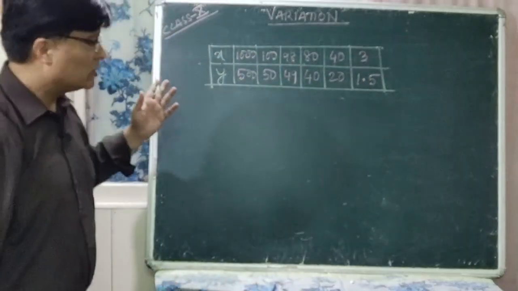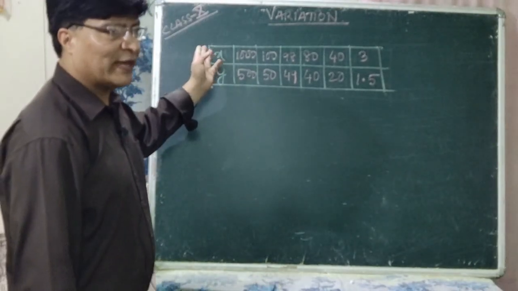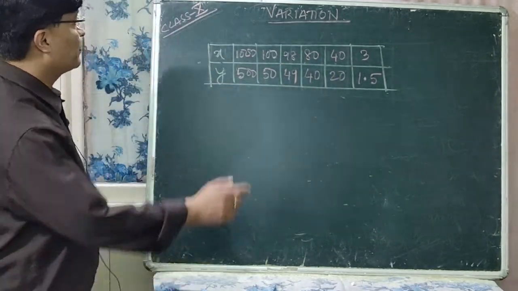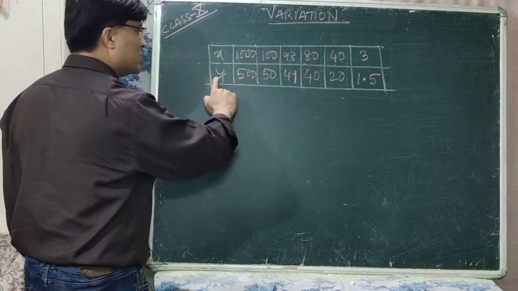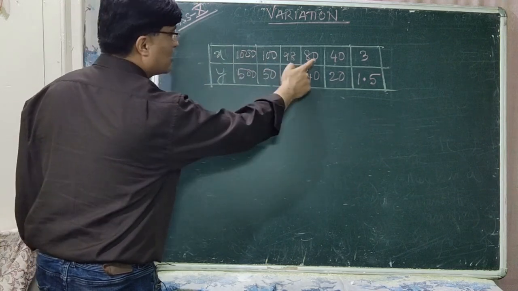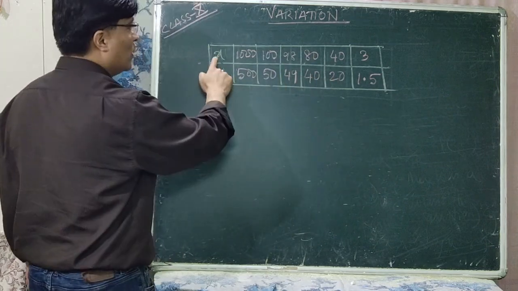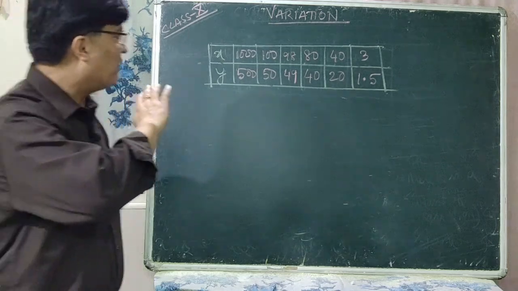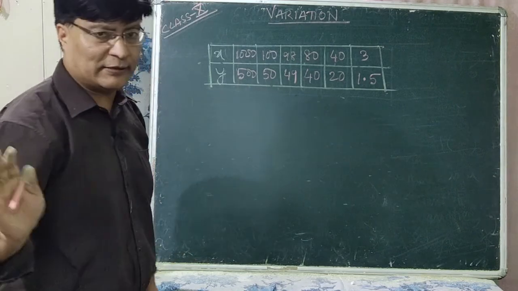So look at the blackboard. So now in this case the values of x are changing out here. The values of y are also changing. Okay, so when x is equal to 1000, y is equal to 500. When x is equal to 100, y is equal to 50. When x is equal to 98, y is equal to 49. When x is equal to 80, y is equal to 40. When x is equal to 40, y is equal to 20. When x is equal to 3, y is equal to 1.5. Now in this case, the values of x are decreasing and similarly the value of y are also decreasing.